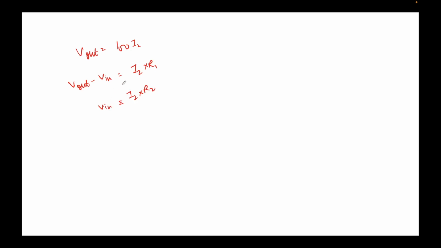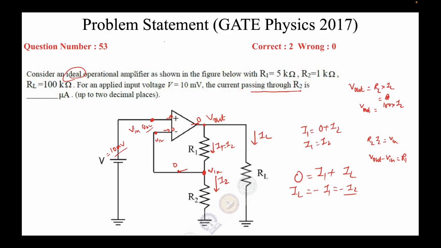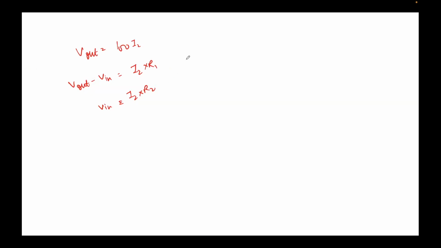Now we know the value of V in, and I2 we need to calculate. So what I'll simply do is I'll put V in here. All right, so let's try to do that. V out is equal to 100 I2.